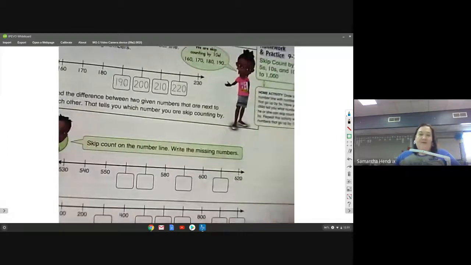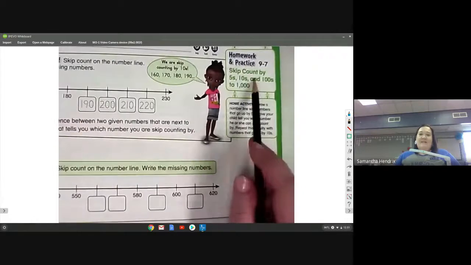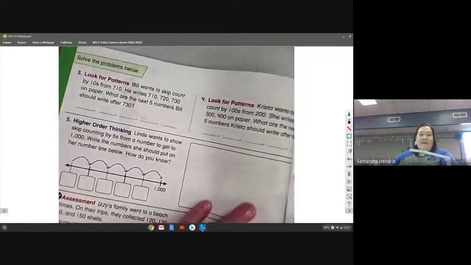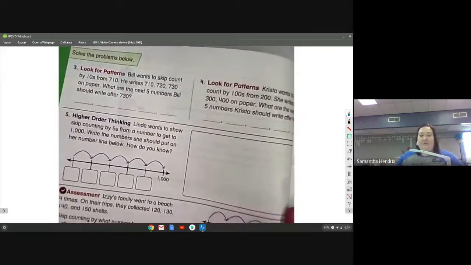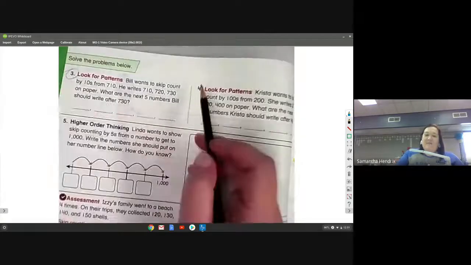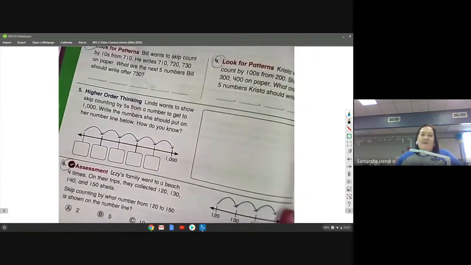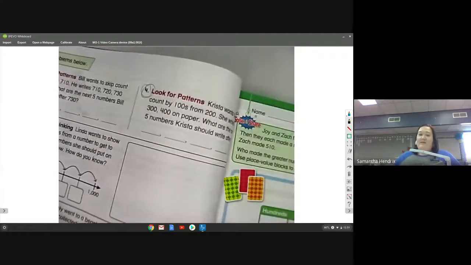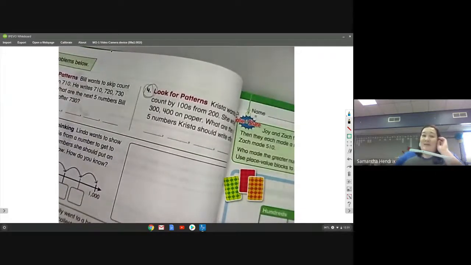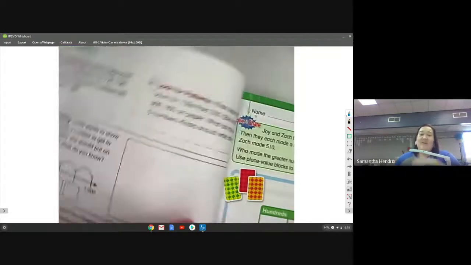Okay, now let's look at homework and practice. As always, I want you to do number 1 and number 2. This is 9-7 homework and practice. On the back, I want you to do 3, 4, and number 6, the assessment at the bottom. Okay? Work on it. If you have questions, pop in and ask for help at 1:30. But remember to take a picture of your homework pages and send to me.